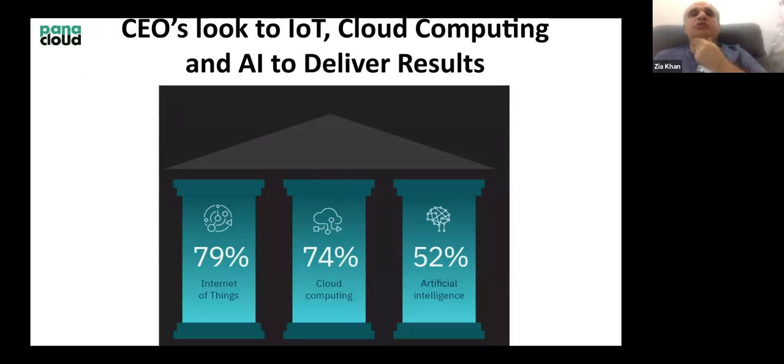They asked the top CEOs of this world which technologies will deliver results in the next few years. And this is the diagram. This is the picture. I'm surprised that CEOs are very gung-ho about Internet of Things, 74%, cloud computing and artificial intelligence, 52%, which is a little bit surprising to me. But most CEOs don't understand artificial intelligence. Maybe that is the reason.